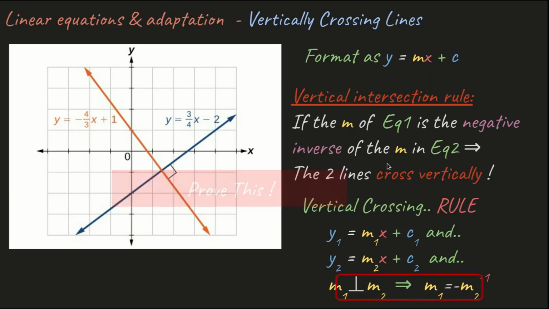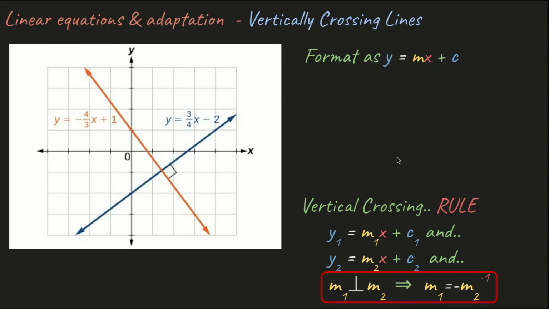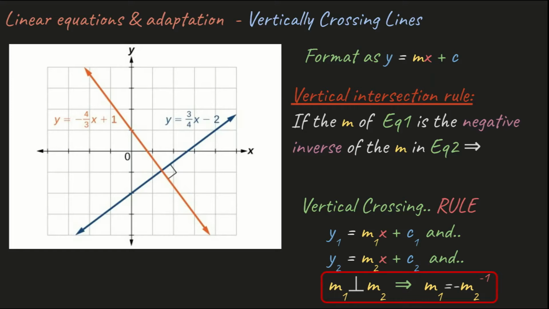Let's look at this again. The vertical intersection rule states that if the slope of equation 1 is the negative inverse of the slope of equation 2, the two lines cross vertically.